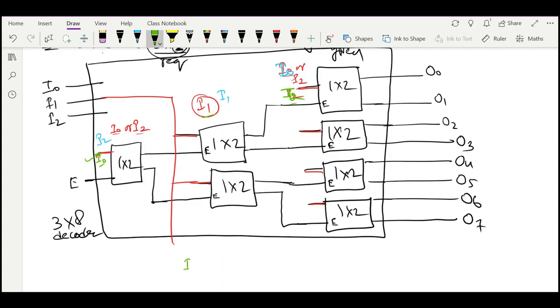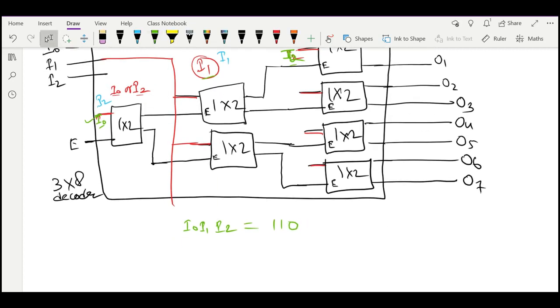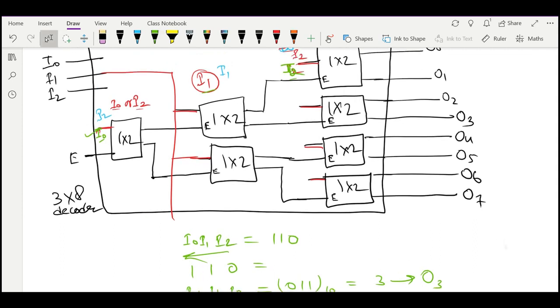Okay, so now I0, I1 and I2. Let's say this is 110. If we write this from MSB to LSB, what will it become? If we write this in I2, I1, I0 form, it will become 0 1 1. So it is in decimal equivalent to 3. It should activate O3. So let's see whether it is activating O3 or not.